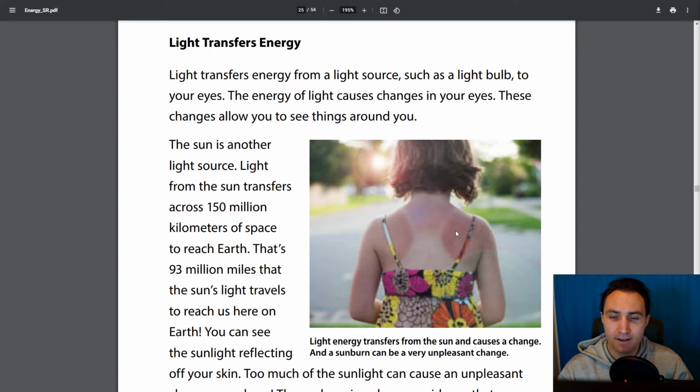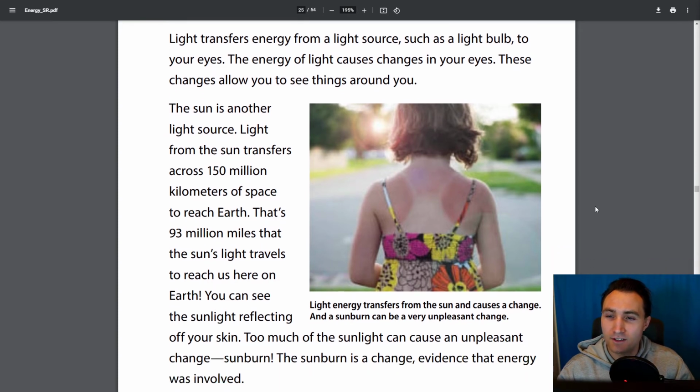Looks like this little girl got sunburned. So light transfers energy from a light source, such as a light bulb, to your eyes. The energy of light causes change in your eyes. These changes allow you to see things around you. The sun is another light source. Light from the sun transfers across 150 million kilometers of space to reach Earth. That's 93 million miles that the sun's light travels to reach us here on Earth.